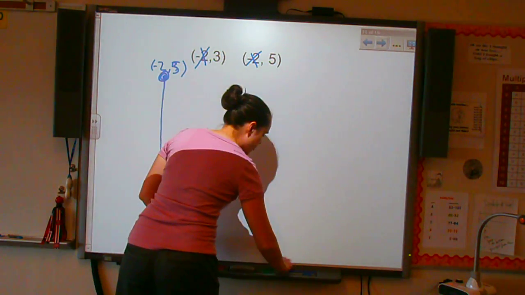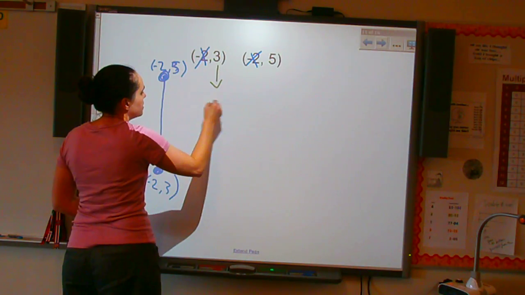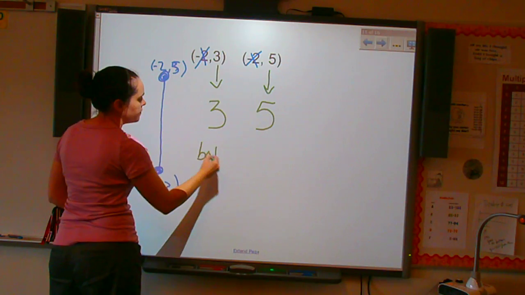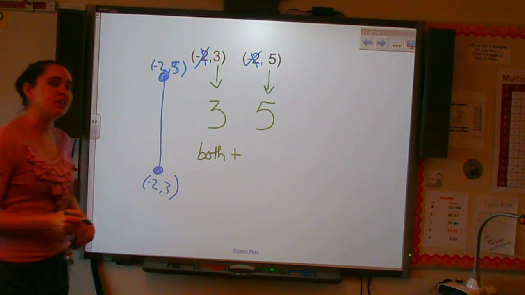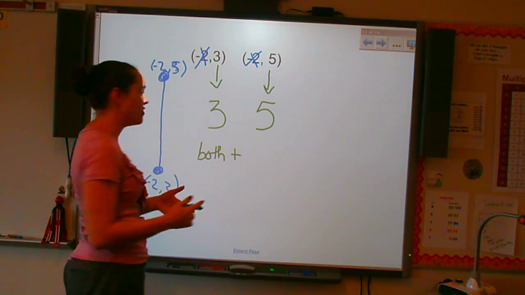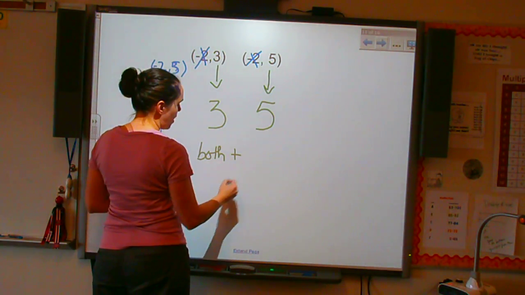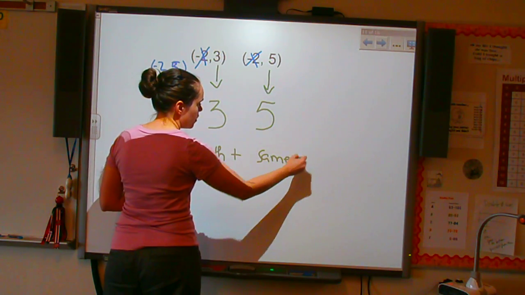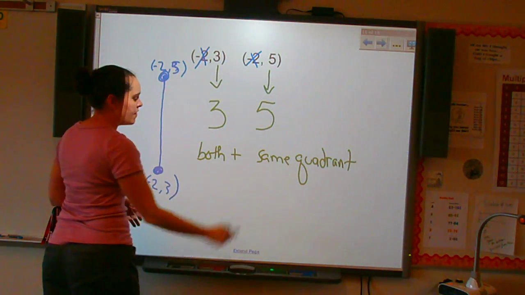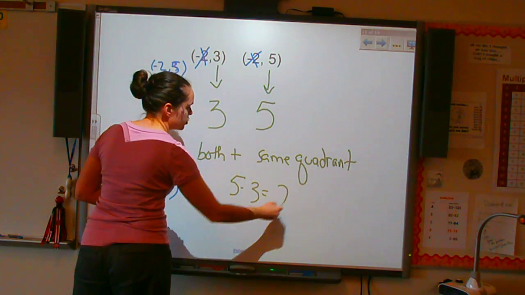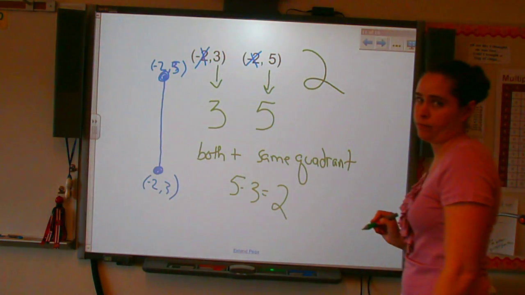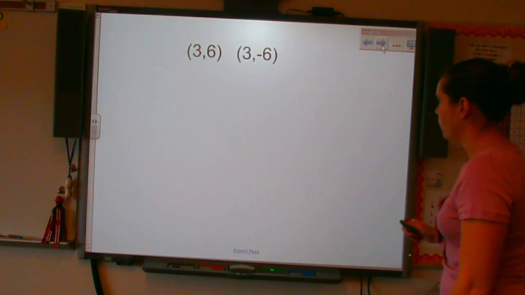Now, looking at 5 and 3, we have 3, we have 5, okay? They're both positive, okay? That means they're in the same quadrant. That means they don't pass over the 0 axis, which means we need to find the difference, right? So they're both positive, which means the same quadrant, which means we find the difference. 5 minus 3 is 2. So the distance between these 2 points is 2. Alright, let's look at the next example.